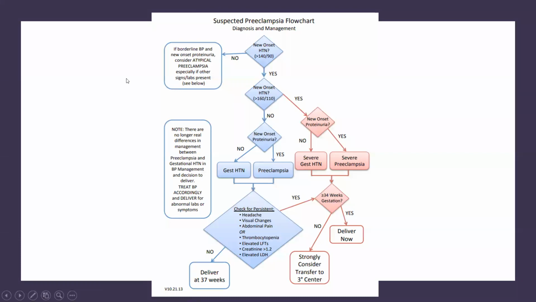Here is a suspected preeclampsia flowchart. I just put this here so that you can see that we do have these algorithms that we follow that help the providers determine what should happen, when delivery should happen. And this is, of course, going to depend on how many weeks gestation she is.